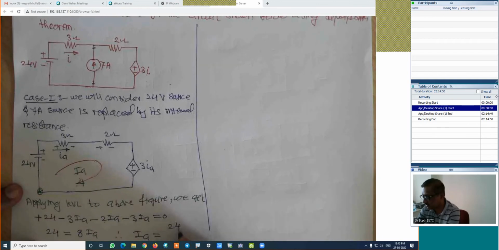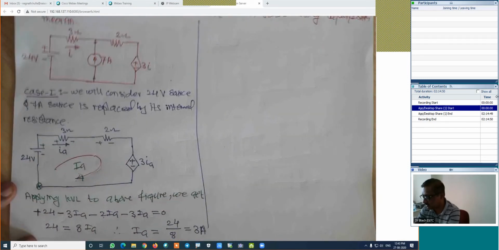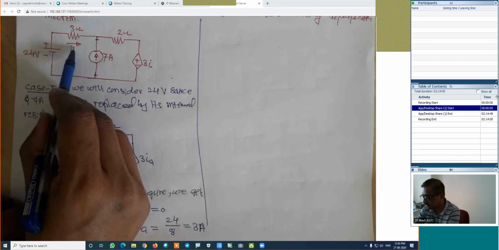24 divided by 8, 3 amperes. Is it right? 3 amperes. But how is the direction here? It is forward.